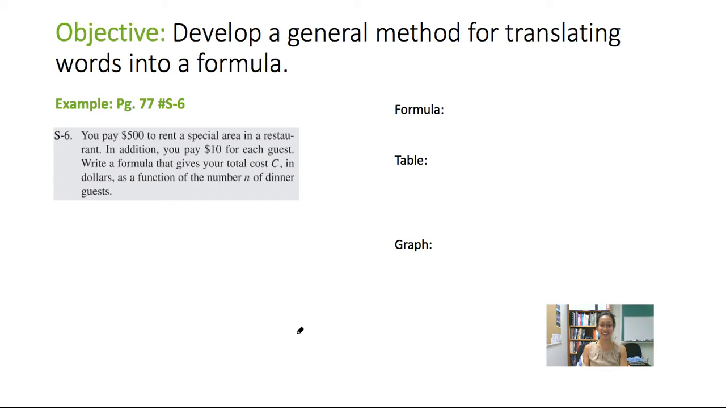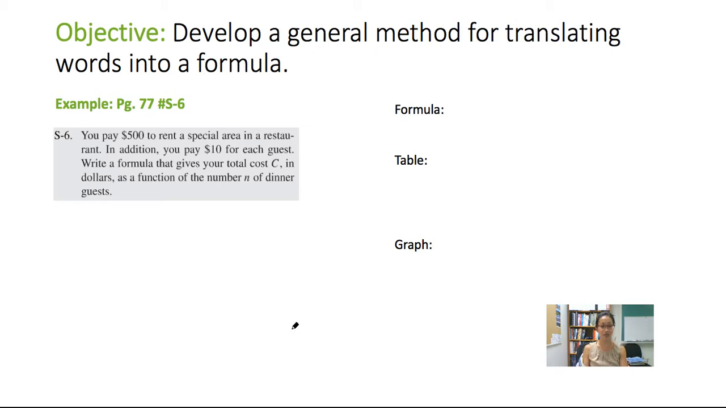So we're going to take a look at a couple of examples where we're given a word problem and we want to translate the context of the problem into a formula so that we can use that formula to evaluate the function at different points. So let's take a look at page 77, example 6.